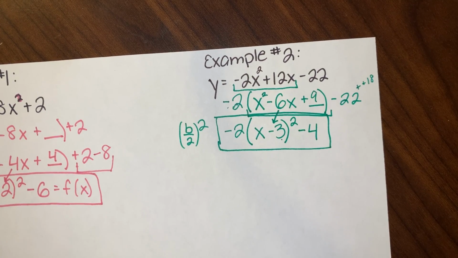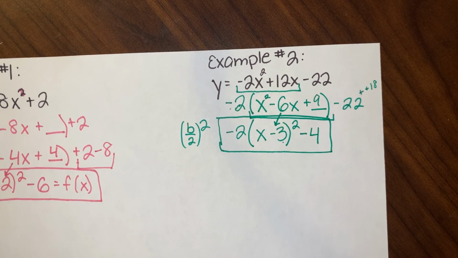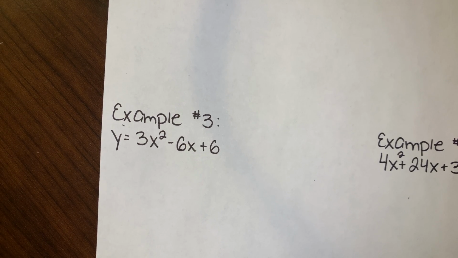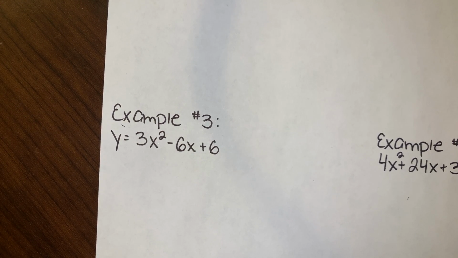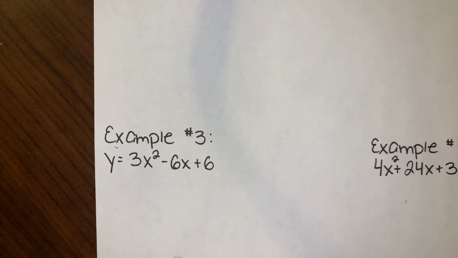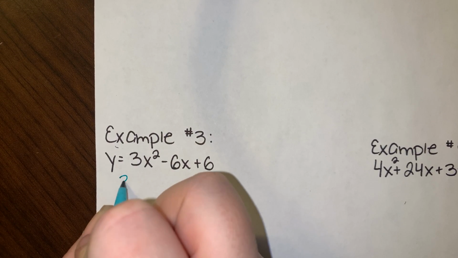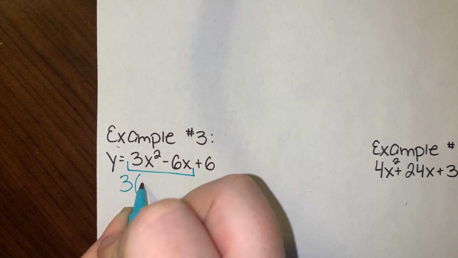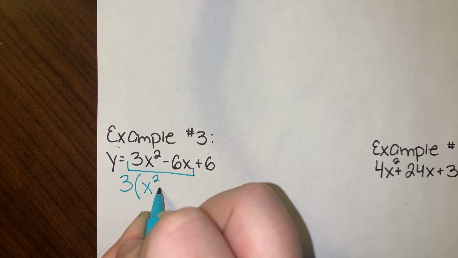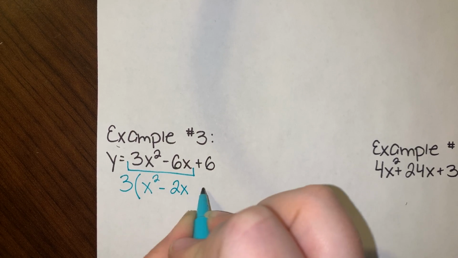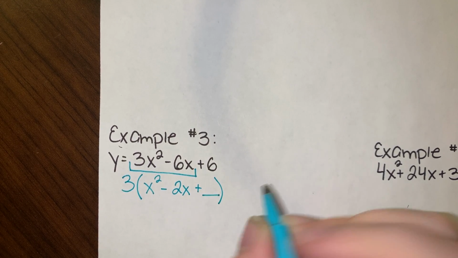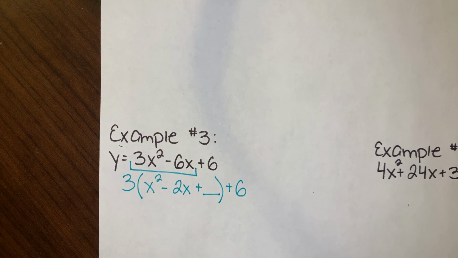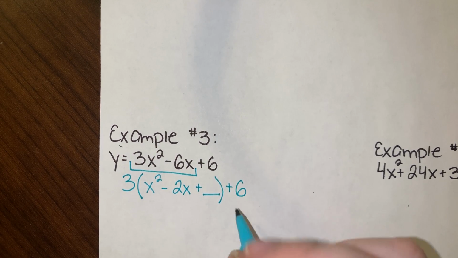Okay, so let's do another example. If we come down here, we have y equals 3x squared minus 6x plus 6. I can rewrite this by factoring a 3 out of my first two terms. That leaves me with x squared minus 2x plus something. And then I move over my c value of plus 6.